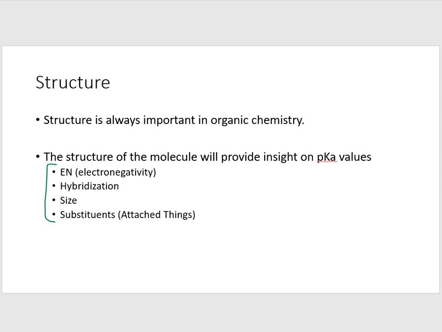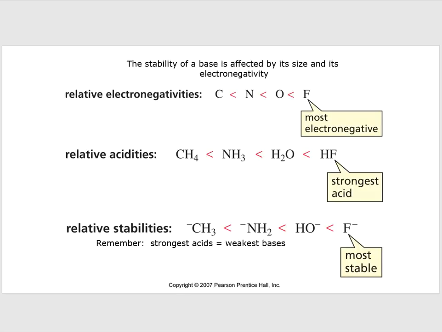And then finally, substituents. And substituent is a fancy word that just means these things are attached to a molecule. These things are attached to a compound. That's what these things are all about. So those are the four components of the structure that we are going to focus on first in this section. And we're going to talk about how these relate to the acid and base world. Okay, so the first one we're going to talk about is electronegativity value.